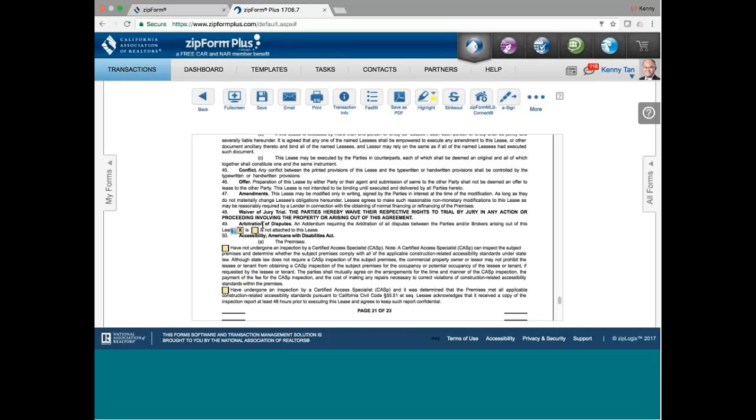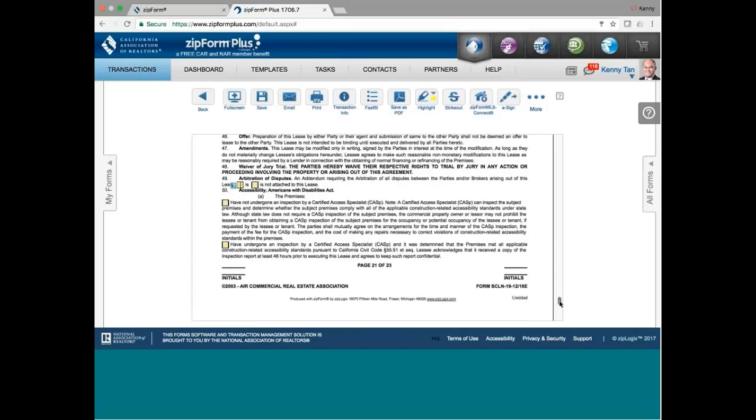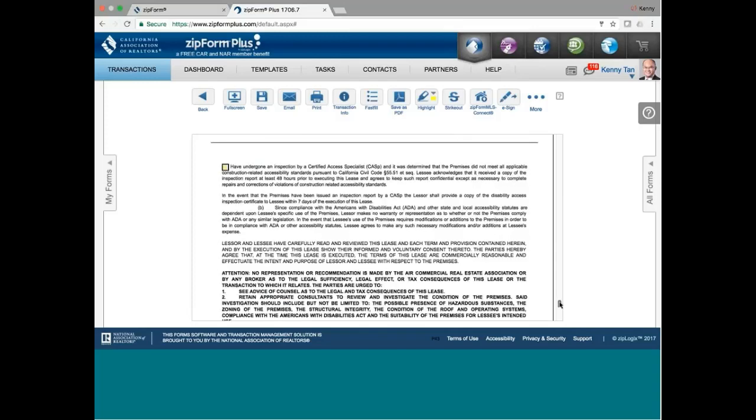And I think we talked about the ADA. You have to check either one of these boxes. If you have never done inspection, check the first box. If you have done inspection, check the second box. If you don't know what ADA means, it has to do with the protection of the handicapped's rights. That's what ADA is about.